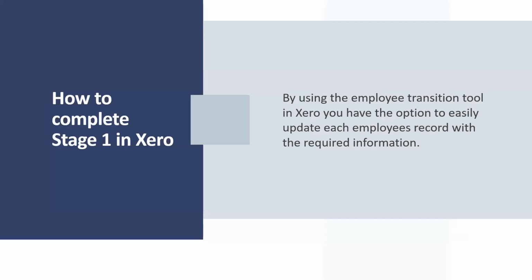So let's focus on stage 1, the stage that is available to be updated right now in Xero. STP Phase 2 requires more information on the individual parts that make up an employee's pay. And in order to complete those required updates, we can use the employee transition tool, and we can show you this live demo on how to do that.